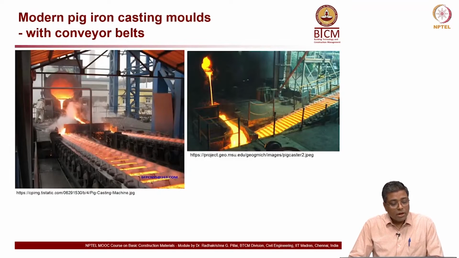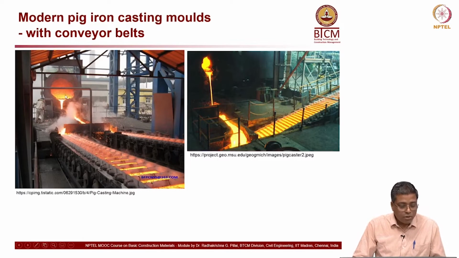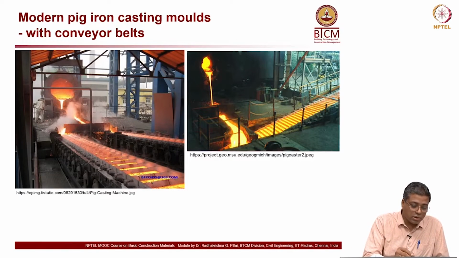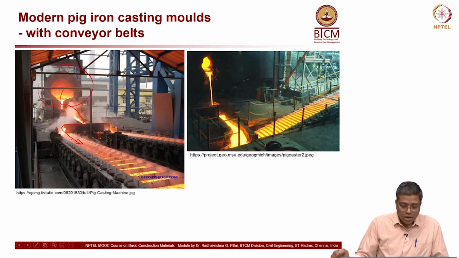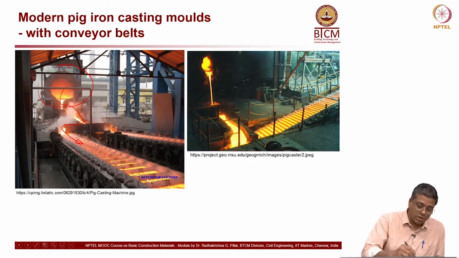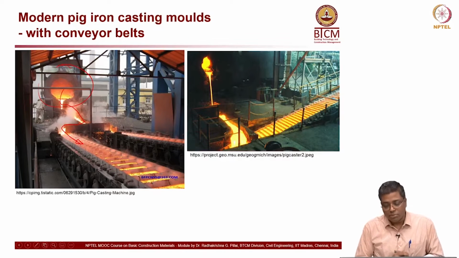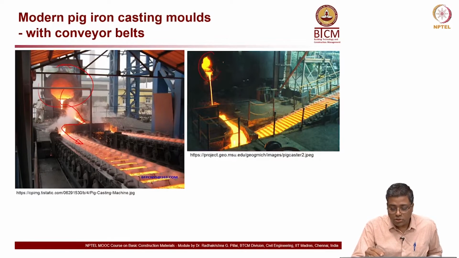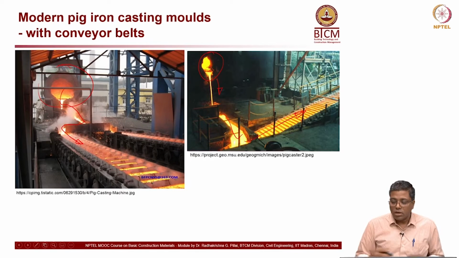Now, this is a modern pig iron casting mold, where again you can see molten material being poured on the left, and then it flows down. Here this is actually a conveyor belt. It is not that this molten material is flowing all the way till here, but it is rather taking its position in one of the molds, and then it is transported using a conveyor belt. And you can see on the right side picture also, the molten material is poured into this, and then it settles, and then it is taken out using a conveyor belt.